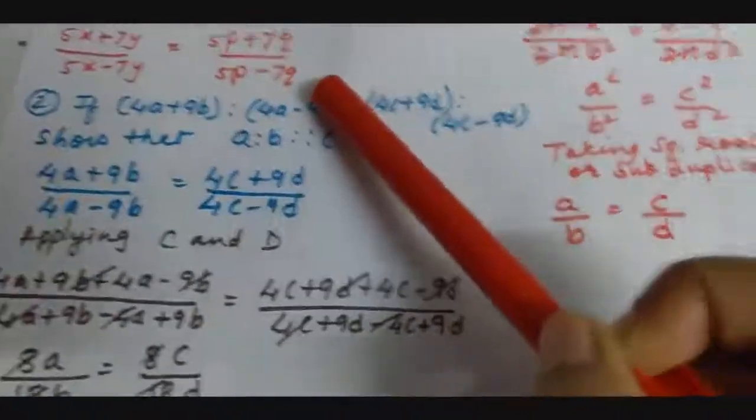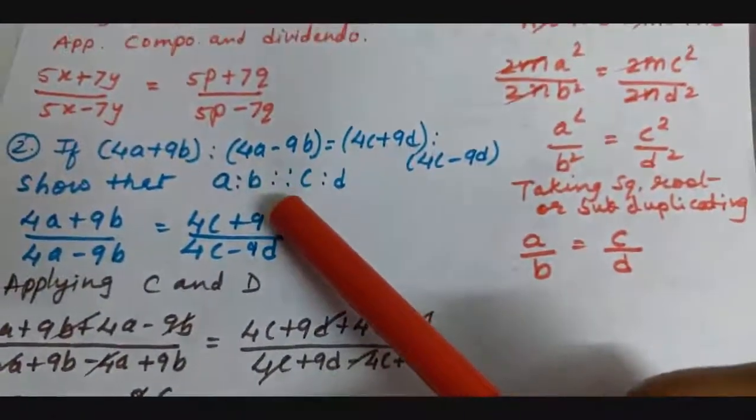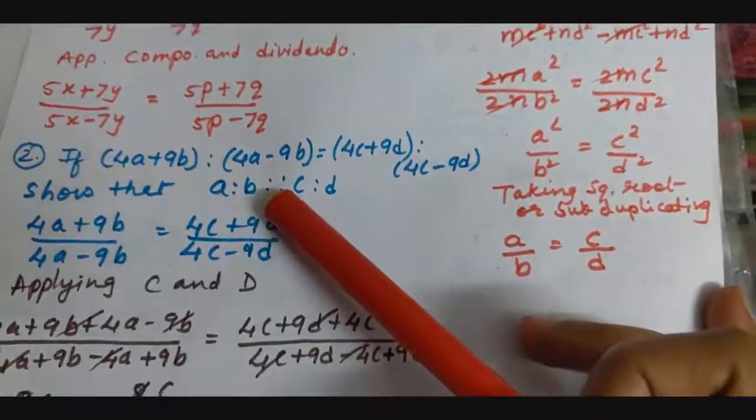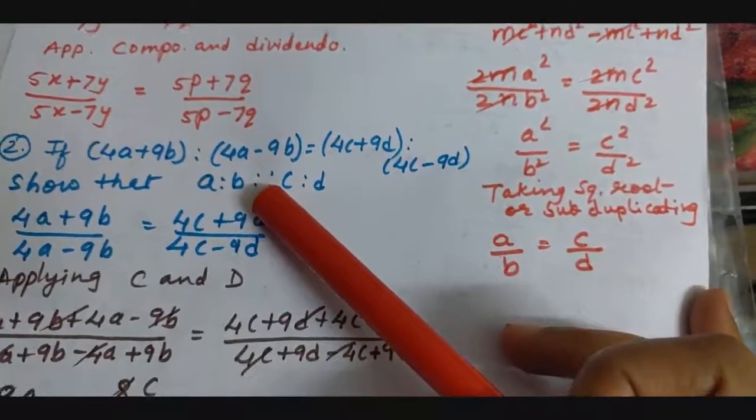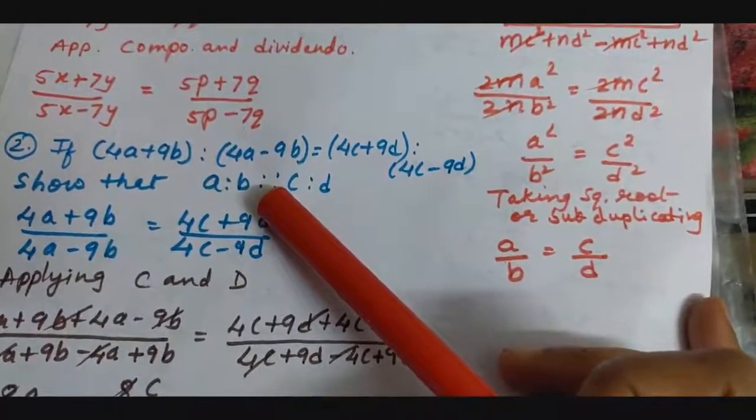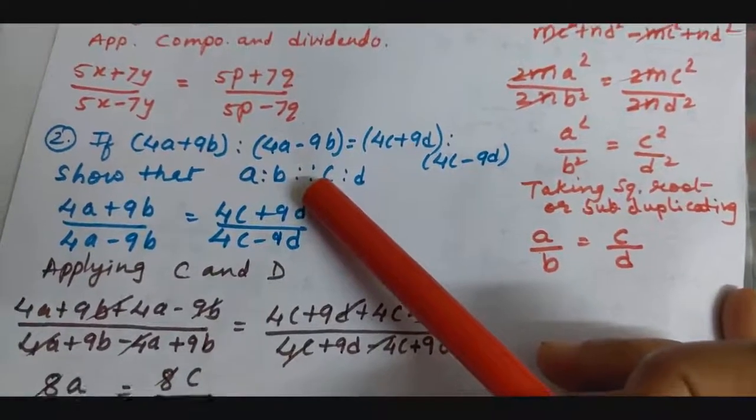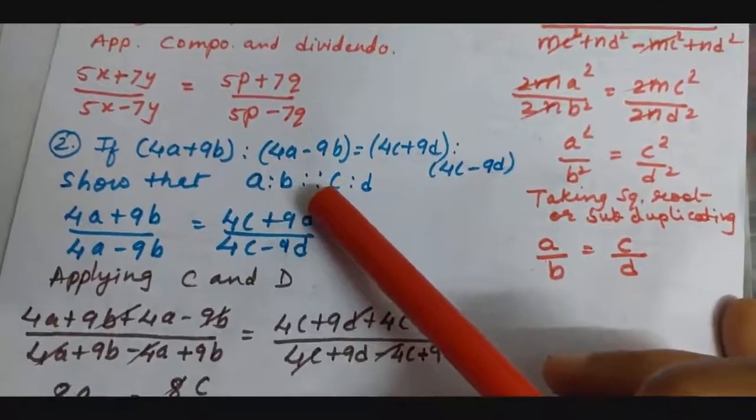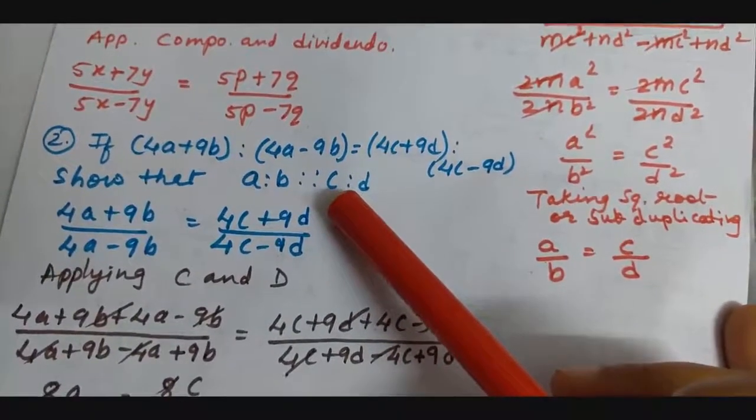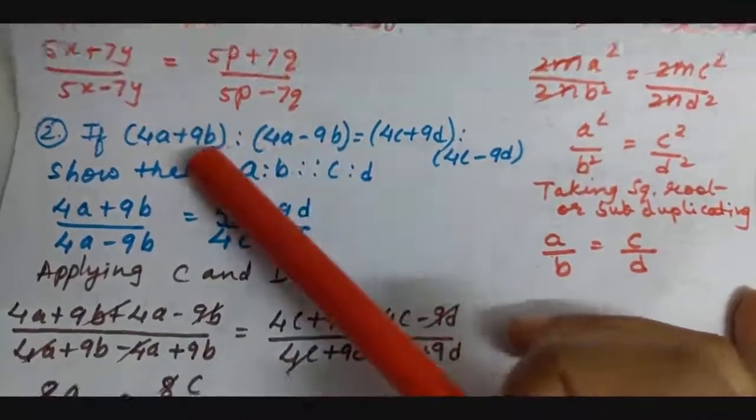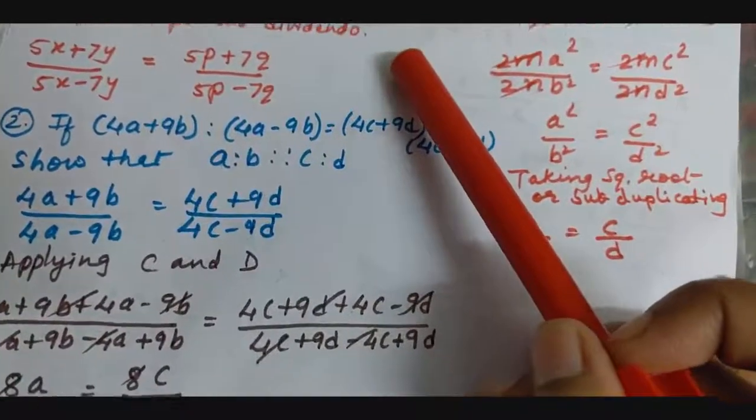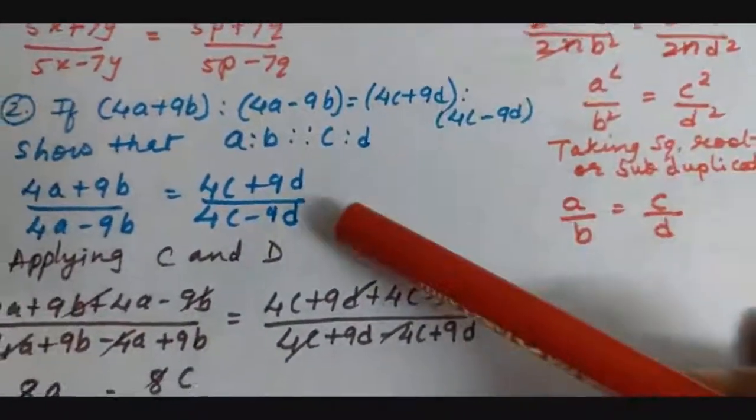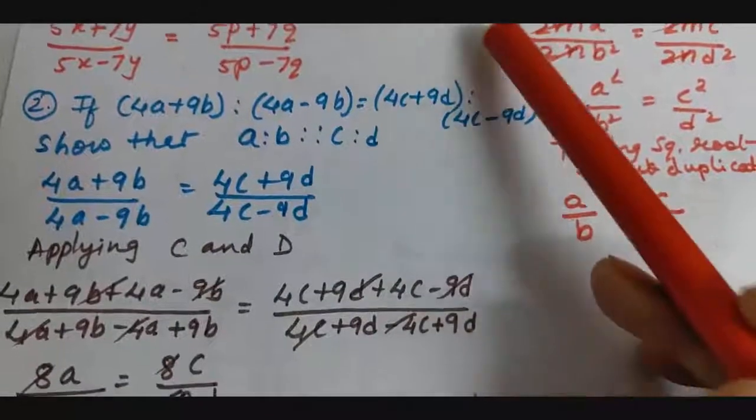Proved. Next question: if (4a plus 9b) ratio (4a minus 9b) is equal to (4c plus 9d) ratio (4c minus 9d), then we want to show a ratio b is equal to c ratio d. Now this is the given part. In an 'if' part, we are always given a part. So I will use it and get this result.